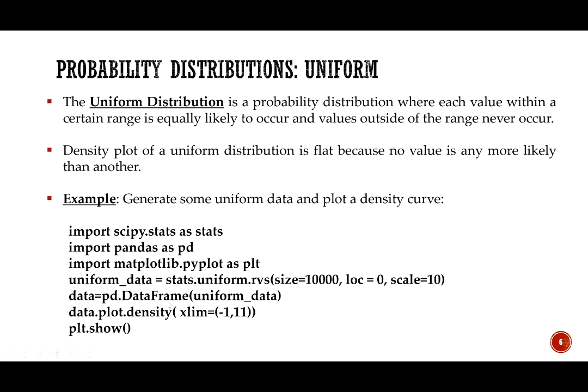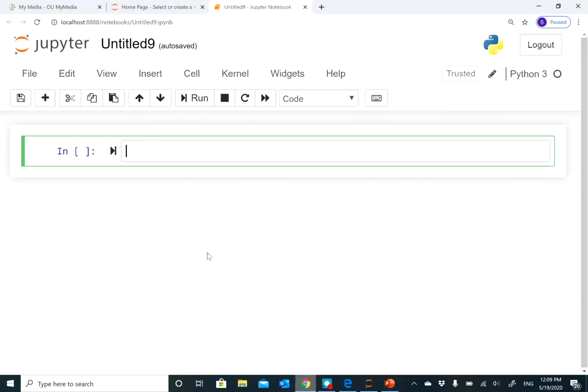Then I define a data frame using pandas. So I assign the uniform data to this table, and then I use the plot function, density. We define the x-axis limit, so if we want it to be between -1 and 11, and then we show the result. Let's implement this in a notebook, and you can see what the results look like.